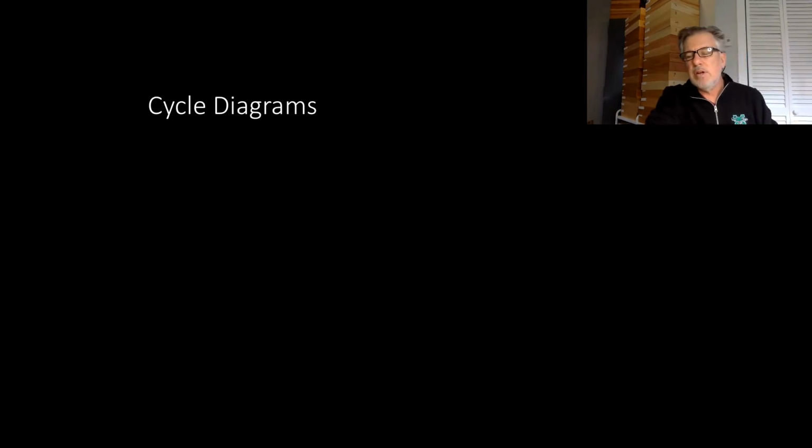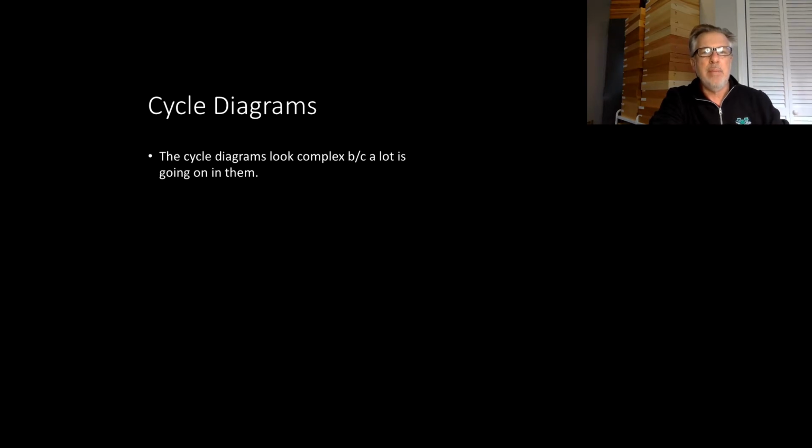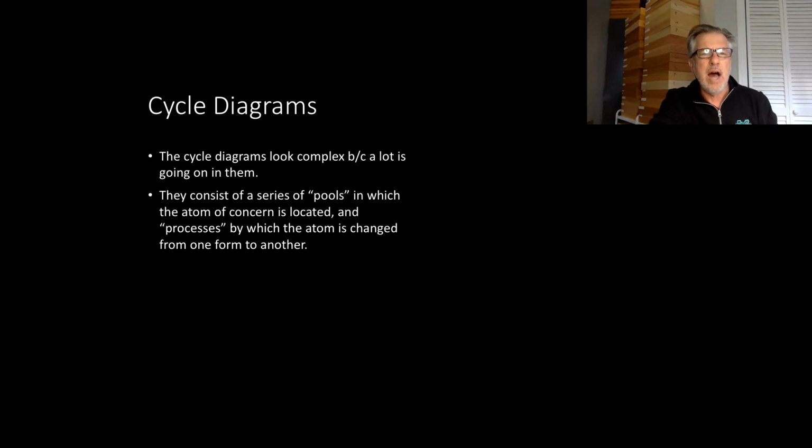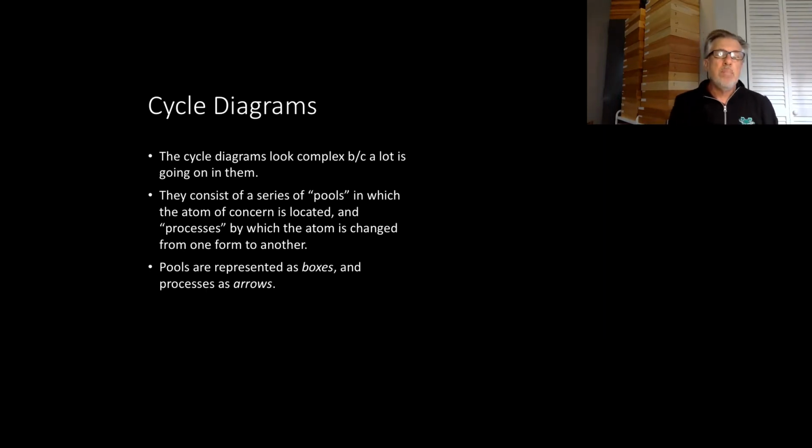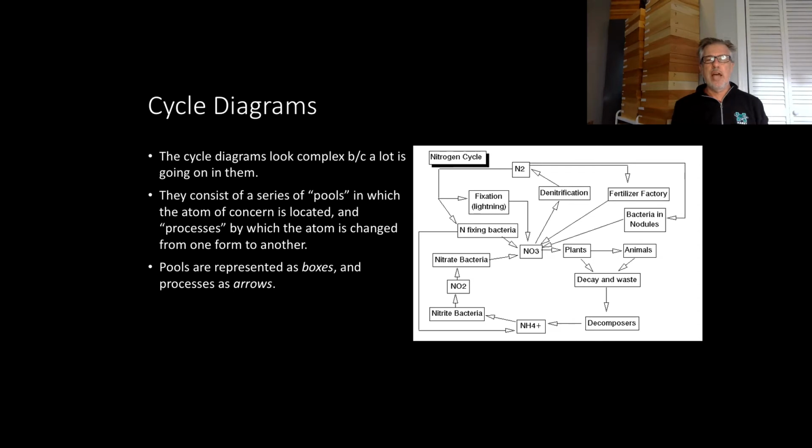Before we get into the carbon cycle, let's talk generally about cycle diagrams. Cycle diagrams look complex because a lot is going on in them. They consist of a series of pools in which the atom of concern is located and a series of processes by which the atom of concern is changed from one form to another. Pools are represented as boxes and processes as arrows. And here is one such cycle, the nitrogen cycle.